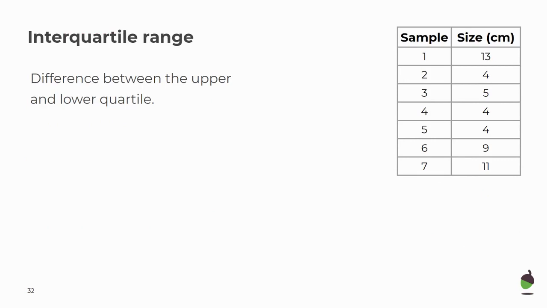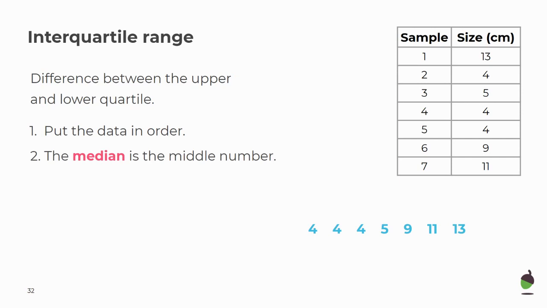Then we've got the interquartile range, and this gets a little bit trickier. So the interquartile range is the difference between the upper and the lower quartile. It's the range between the two quartiles. First thing you need to do is put your data in order. Here we go. So we've got 4, 4, 4, 5, 9, 11 and 13. The median is always the middle number. I've got 7 numbers in total, so the middle number is 5.